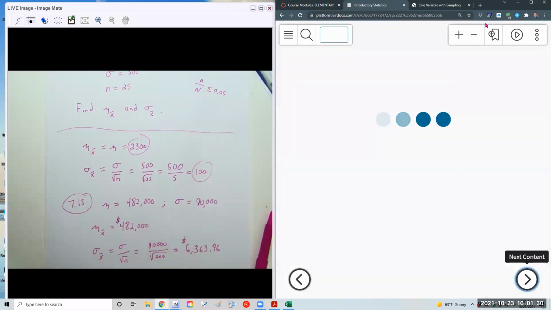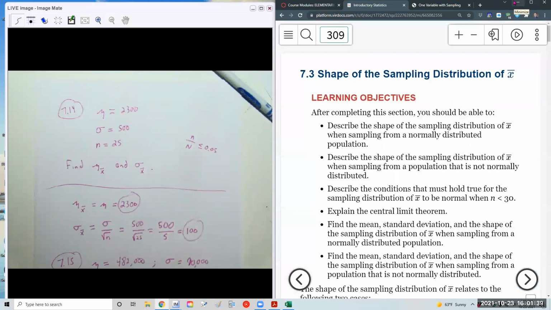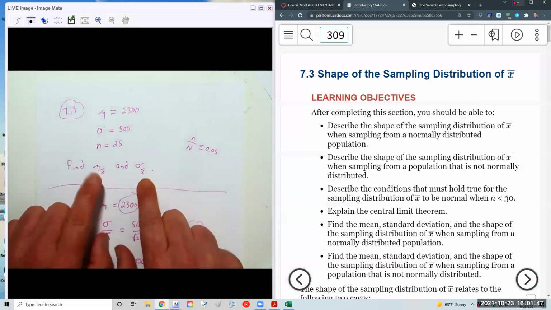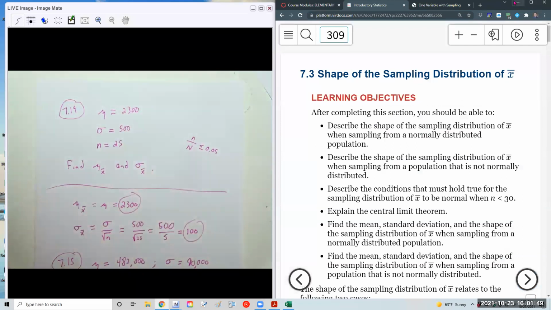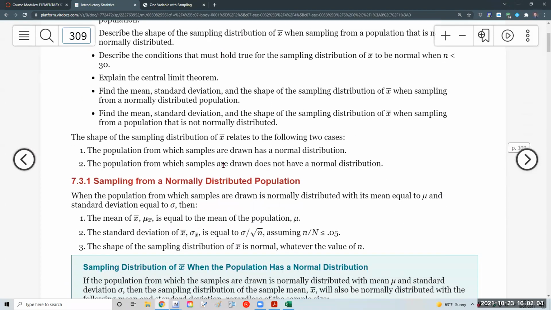And the next section will talk about what's called the central limit theorem. We're going to get three pieces of information from the central limit theorem. And the first two pieces of information we've already been given, which were nothing but the formulas for mu sub x bar and sigma sub x bar. The third thing that we're going to get from the central limit theorem is a description of the shape of the sampling distribution. All right, so let's get right on down here.